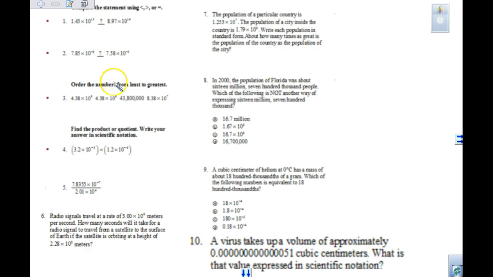The first ones are comparing. The next ones you're telling me the greater. You have multiplication, division. Some of these are pretty easy. Like it says, which of the following is not a way of writing 16 million? Well, there's probably only going to be one of them that is not a way of writing 16,700,000, right?